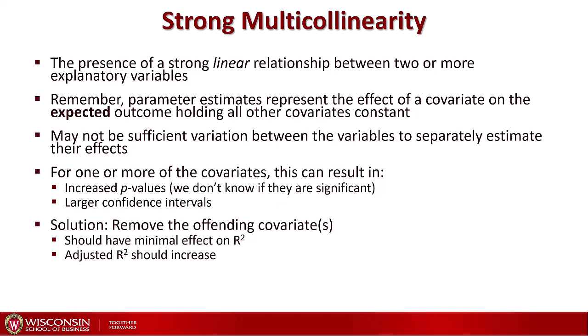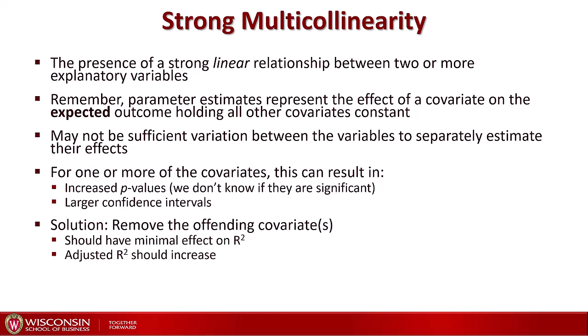When you don't have perfect or exact multicollinearity, you might still have strong multicollinearity. This is when you have a strong linear relationship, but not a perfect linear relationship, between two or more explanatory variables. In that case, we have one of the x's that is well approximated by a linear function of the other x's, plus some error, so it's not perfectly predicted.